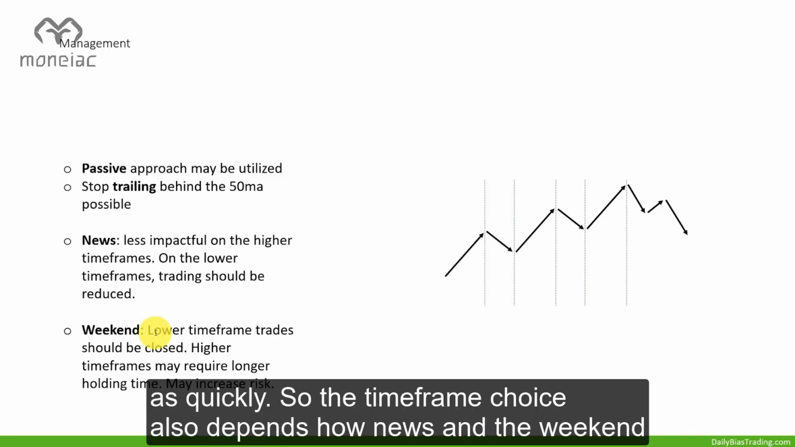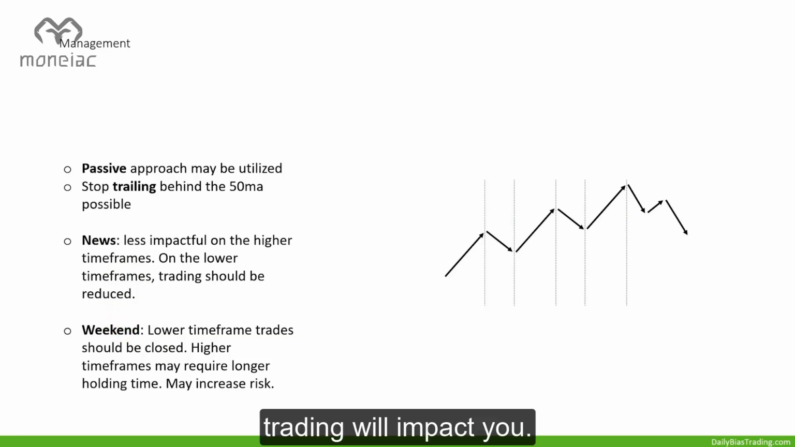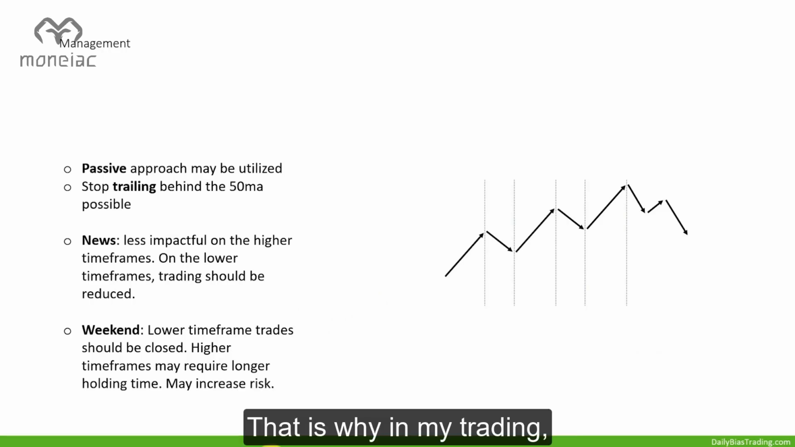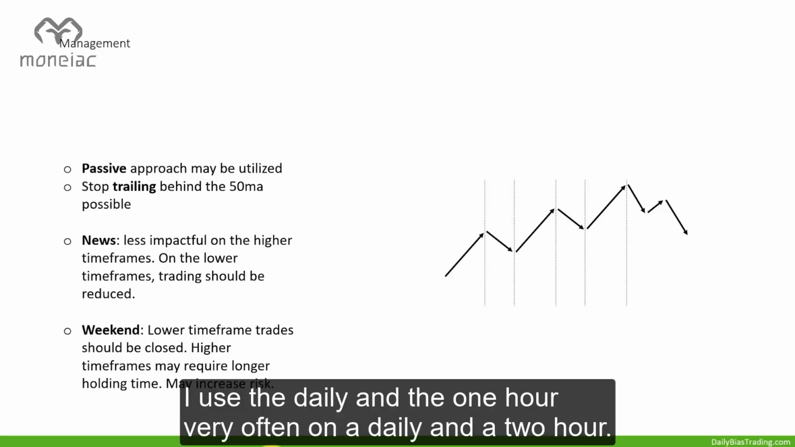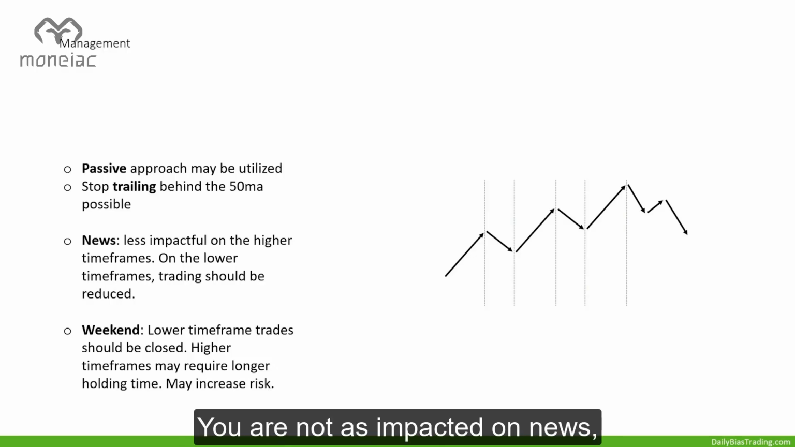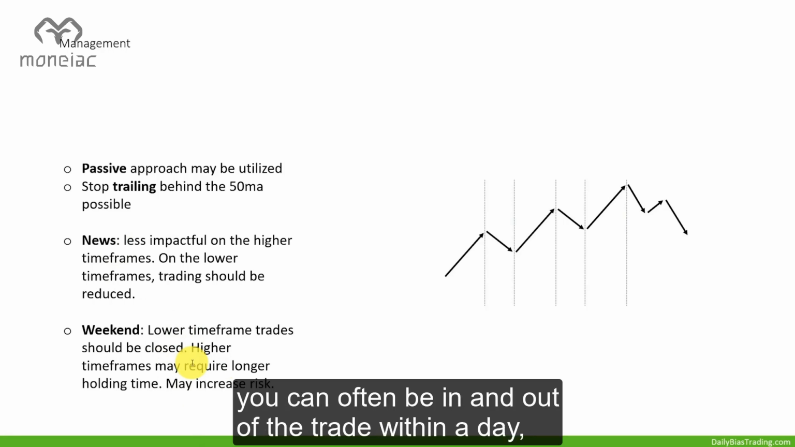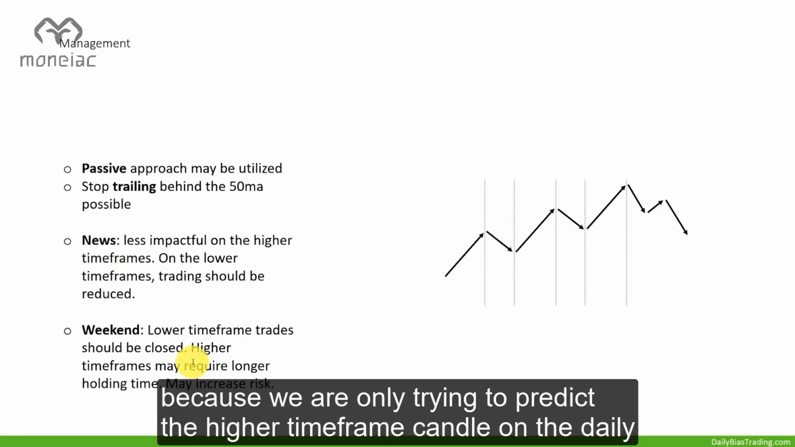So the time frame choice also depends on how news and the weekend trading will impact you. So this also needs to be taken into consideration when you choose your time frames. That is why in my trading I use the daily and the 1-hour very often, or the daily and the 2-hour. You are not as impacted by news, but your holding time is also not as high. So on the 1-hour, you can often be in and out of the trade within a day because we are only trying to predict the higher time frame candle on the daily time frame.